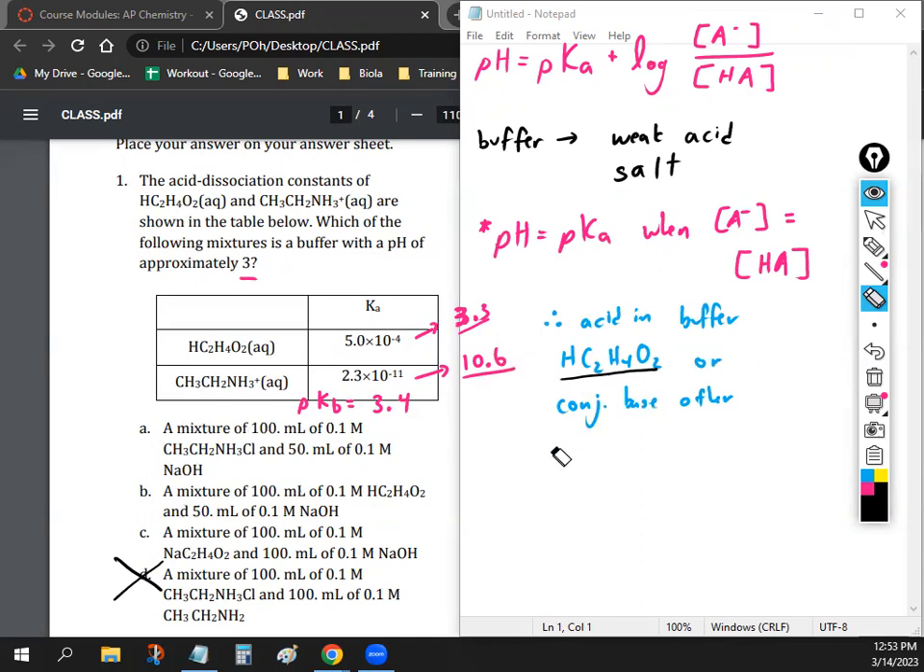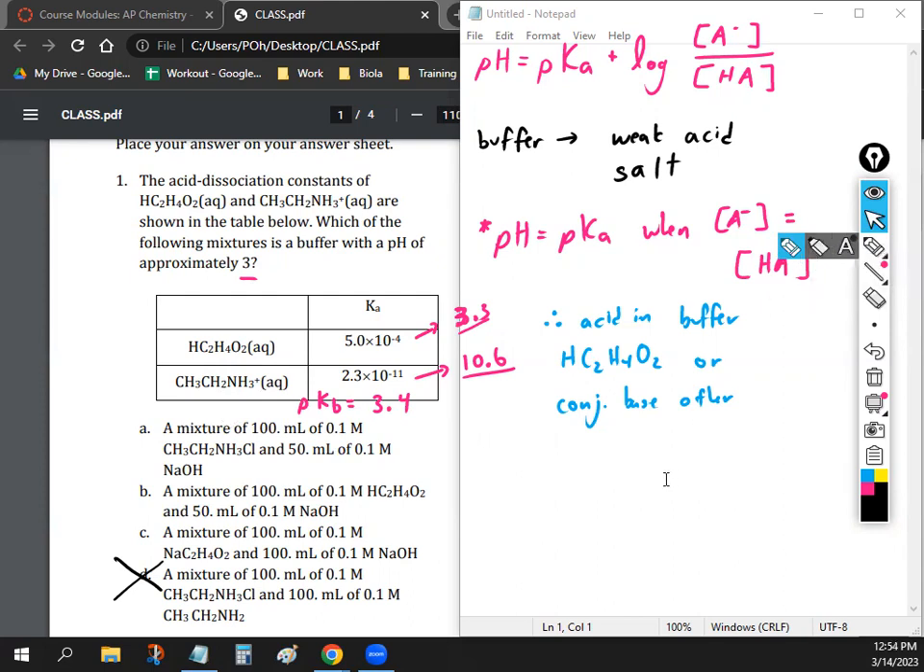Practice problem 2. So it's going to be either this chemical right here or the conjugate base of this guy. Okay, so far so good? I know it's a lot of stuff we're putting together here. Like I told you, I try to find the hardest ones I can find.